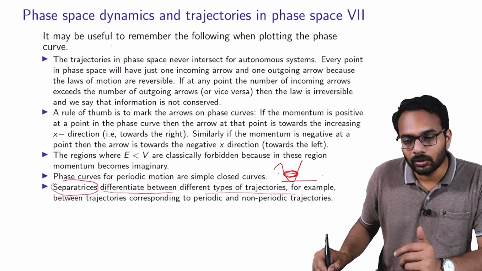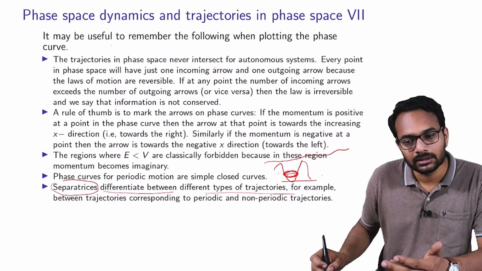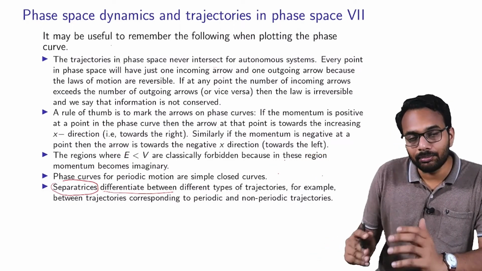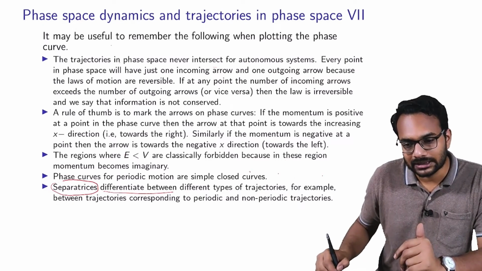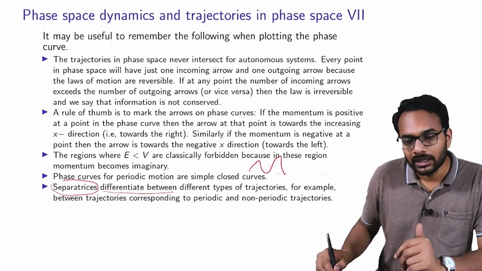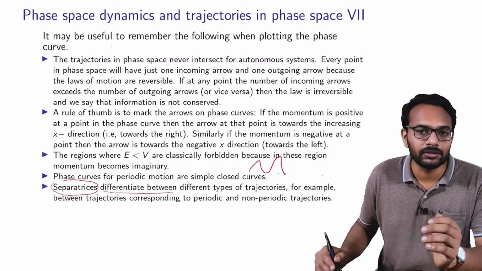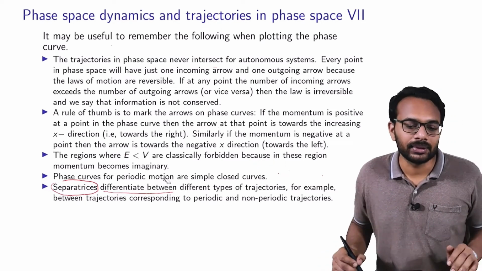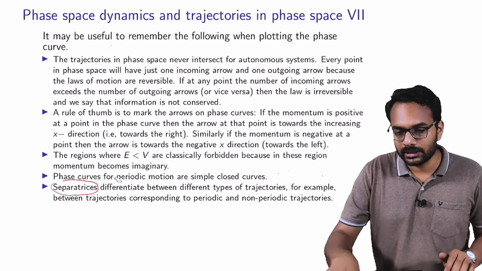But outside this region, you will see that it's free. The momentum is free. This is an open curve, it's not periodic motion. But in between these two possibilities, for a potential like this, there will be curves which separate the two possibilities, and these are known as separatrices.